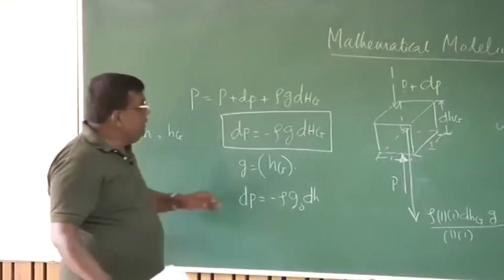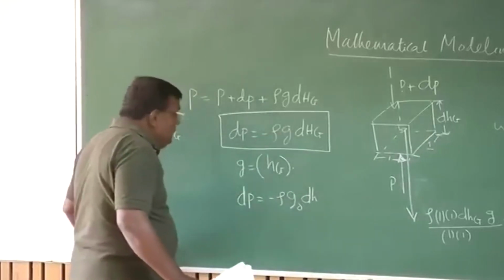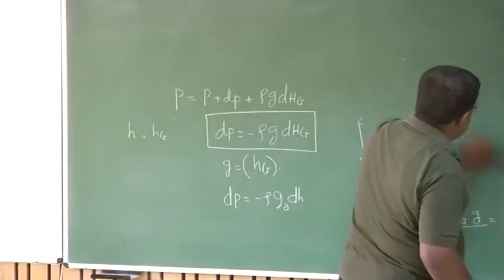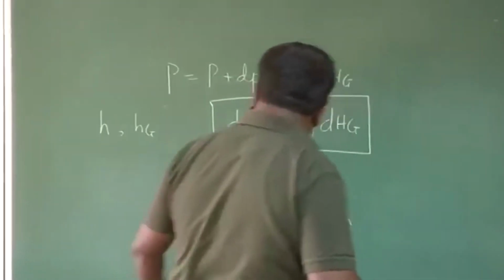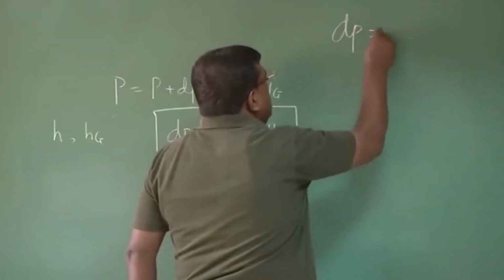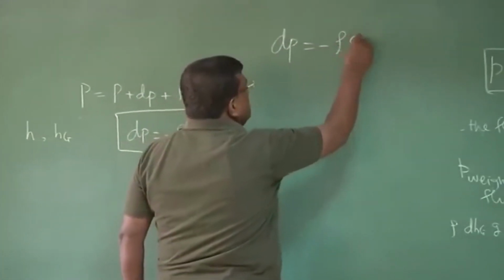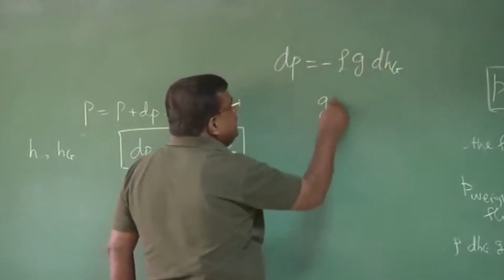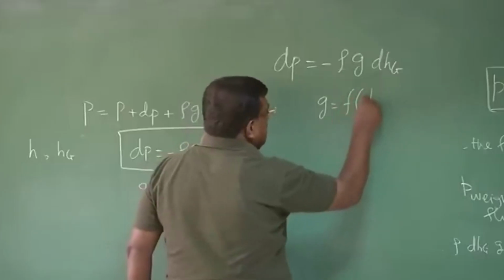Okay. Now see here, there is a catch as far as the operational part is concerned. If I clearly see that dP is minus rho G delta Hg, G is a function of Hg.